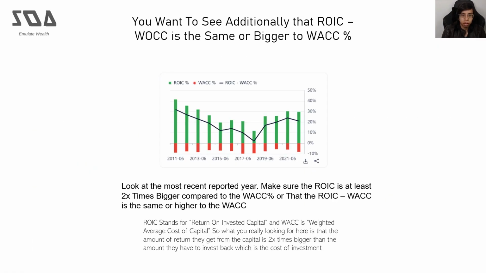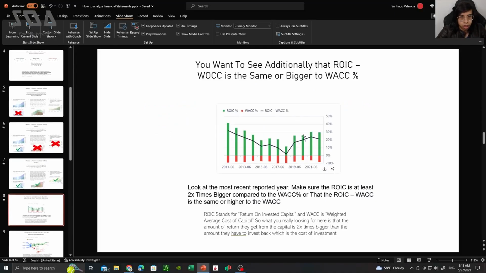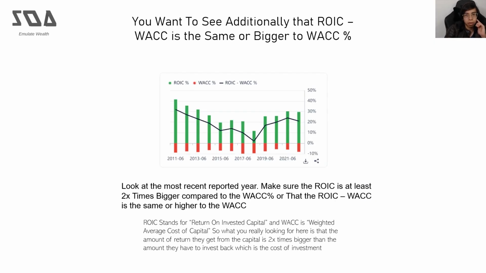You want to also see additionally, now this is additional, but I do tend to look at this quite often. You want to see additionally that the ROIC reduced by the WACC is the same or bigger to the WACC percentage. I actually spelled this wrong. WACC percentage. Look at the most recent reported year and make sure that the ROIC is at least 2 times bigger compared to the WACC, or that the ROIC minus the WACC is the same or higher to the WACC. So ROIC stands for return on invested capital, and WACC is the weighted average cost of capital.